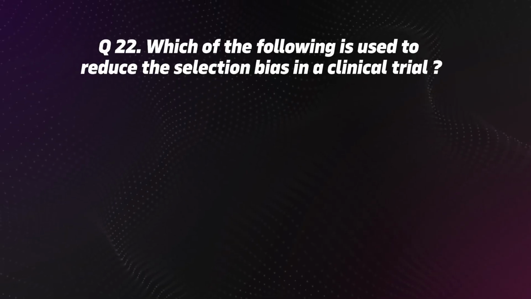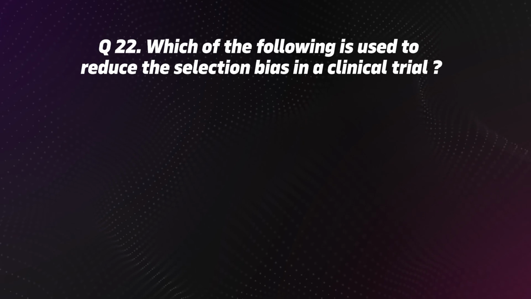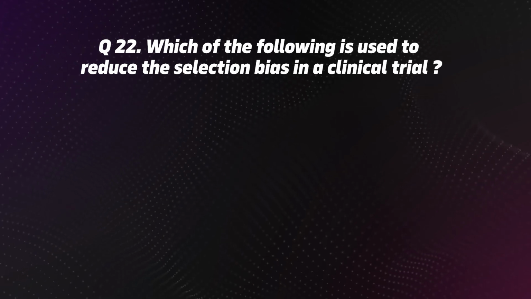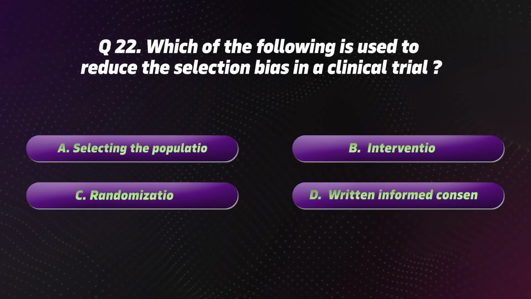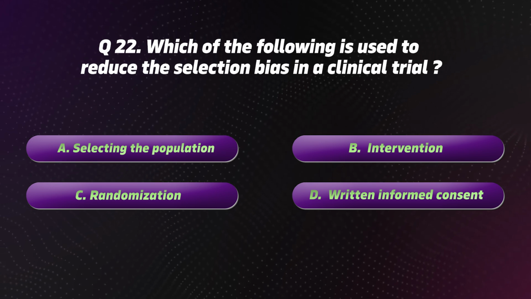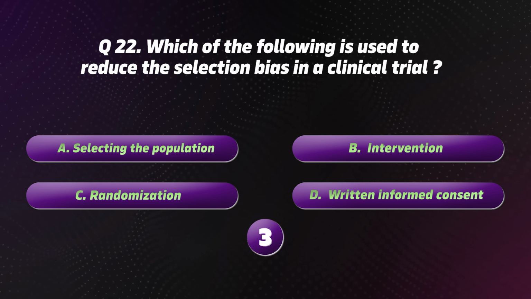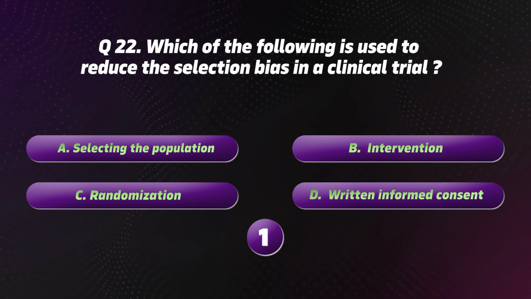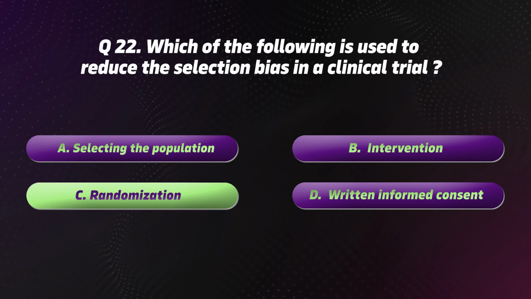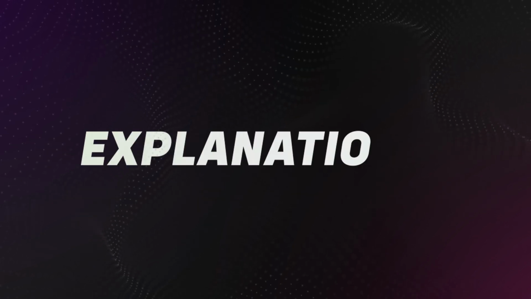Question 22. Which of the following is used to reduce the selection bias in a clinical trial? Here are the options. A. Selecting the population. B. Intervention. C. Randomization. D. Written informed consent. And the correct option is C. Randomization. Here is the explanation.